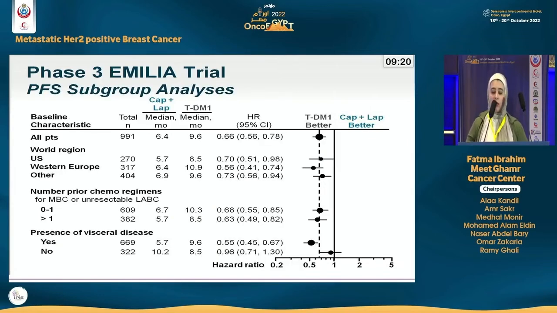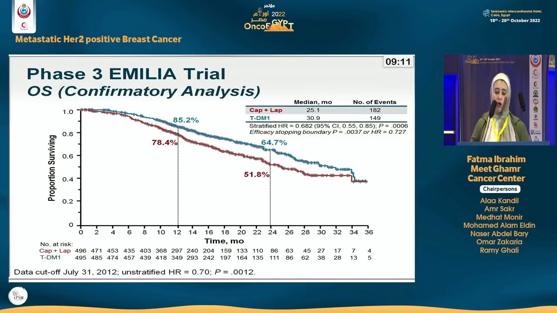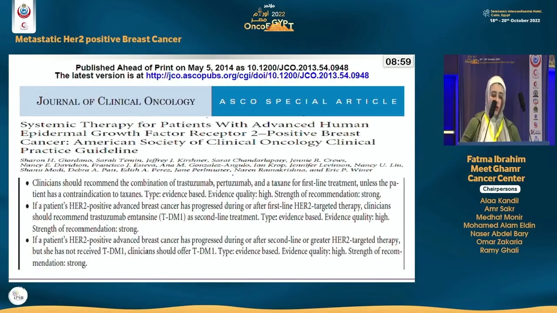Regarding another subgroup analysis in the phase 3 EMILIA trial, we can show regarding hazard ratio, TDM1 showed better results. Regarding median overall survival, the TDM1 group was about 30 months in comparison to capecitabine plus lapatinib. This difference was higher and statistically significant. Clinicians should recommend the combination of trastuzumab and pertuzumab and taxane for first-line treatment unless the patient has a contraindication to taxanes.